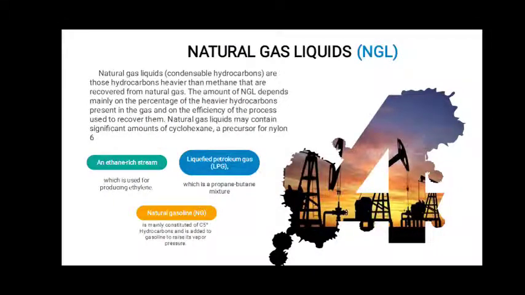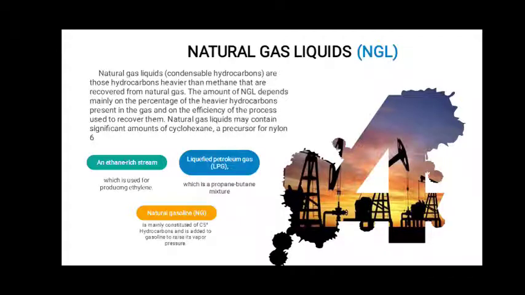Okay, the next material is natural gas liquids or NGL. Natural gas liquids or condensable hydrocarbons are those hydrocarbons heavier than methane that are recovered from natural gas, like C2, C3, C4. The amount of NGL depends mainly on the percentage of the heavier hydrocarbon present in the gas and on the efficiency of the process used to recover them.